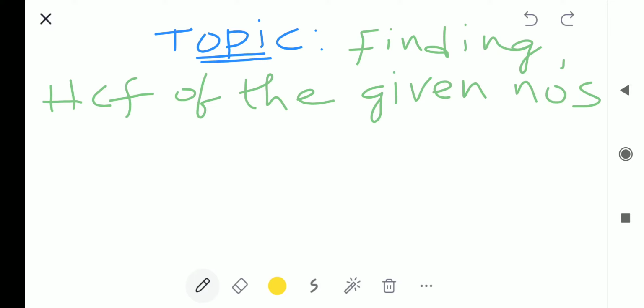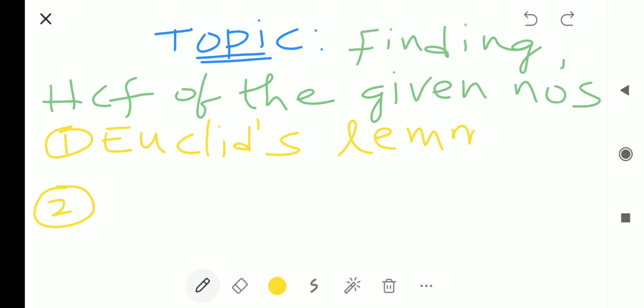Okay, children. Today's topic is finding HCF of the given numbers. As you know, the full form of HCF is highest common factor. So, HCF of the given numbers will be obtained mainly in two methods. Method 1, that is Euclid's division algorithm, or else Euclid's lemma. Method 2 is prime factorization method.